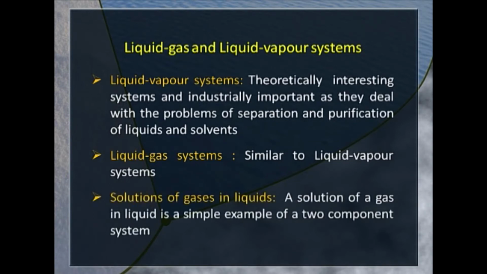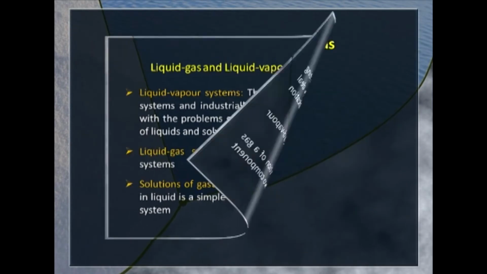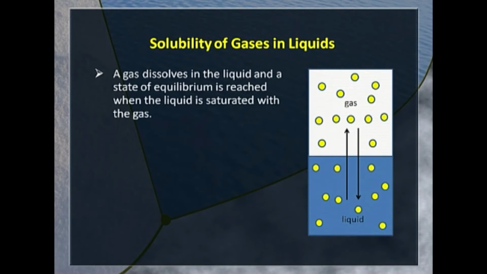Solution of gases in liquids. When a solution of a gas in a liquid is considered, it is a simple case of a two-component system. Consider this. If we bring a gas in contact with the liquid, the gas dissolves in the liquid to give a solution. The dissolution continues till the liquid becomes saturated with the gas, when an equilibrium is established between the gas in the gaseous state and the gas that is present in solution.